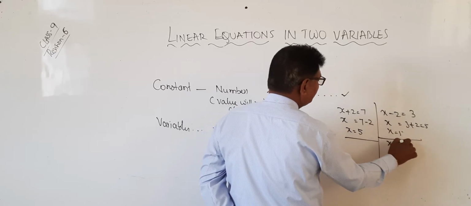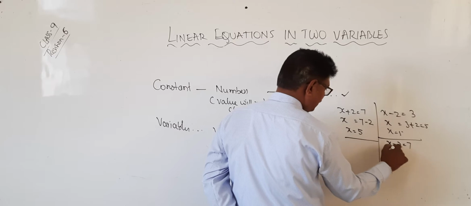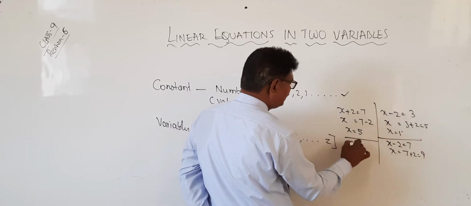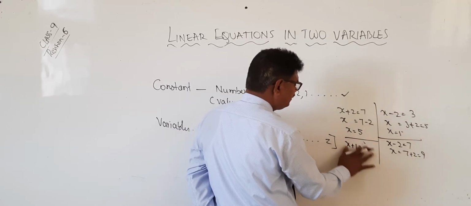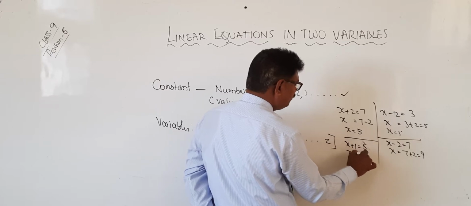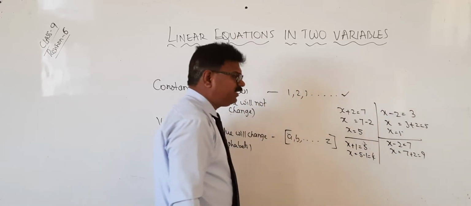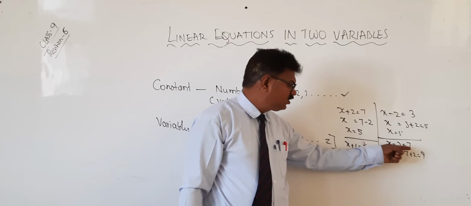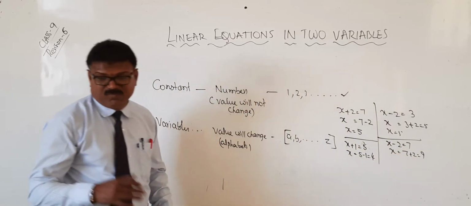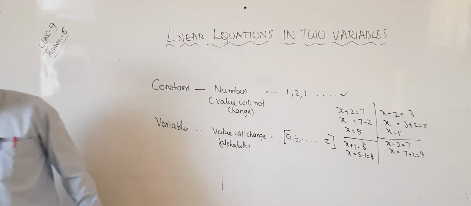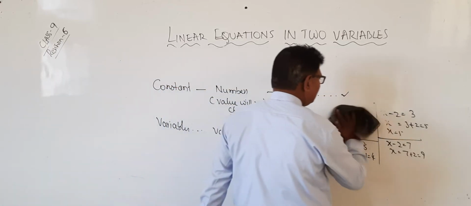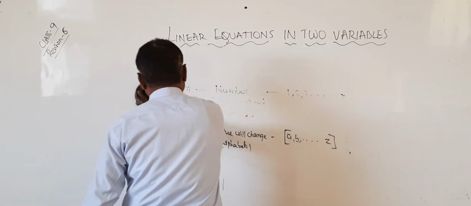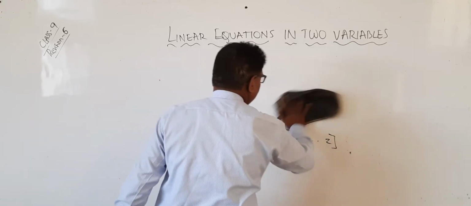One more problem. x minus 2 equals 7. x equals 7 plus 2, which is 9. x plus 1 is equal to 5, x equals 5 minus 1, which is 4. That means we are seeing x equals 5 once, x equals 4 and x equals 9. The value of x is changing. Therefore, we are saying that they are variables. Now we know constants as well as variables.